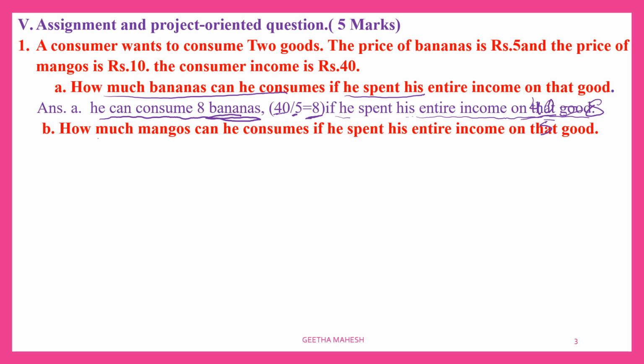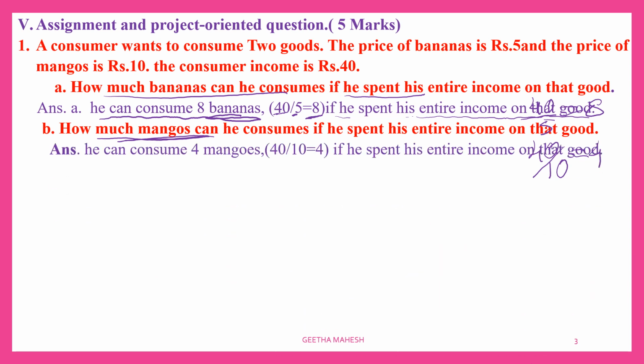In a similar way we can calculate the number of mangoes he can consume if he is going to spend the entire income. What is the income of the consumer? 40 rupees. The price of mango is 10. So 40 divided by 10 equals 4. So he can consume 4 mangoes. Here you can see the calculation, 40 divided by 10 equals 4 if he spends his entire income on that good.